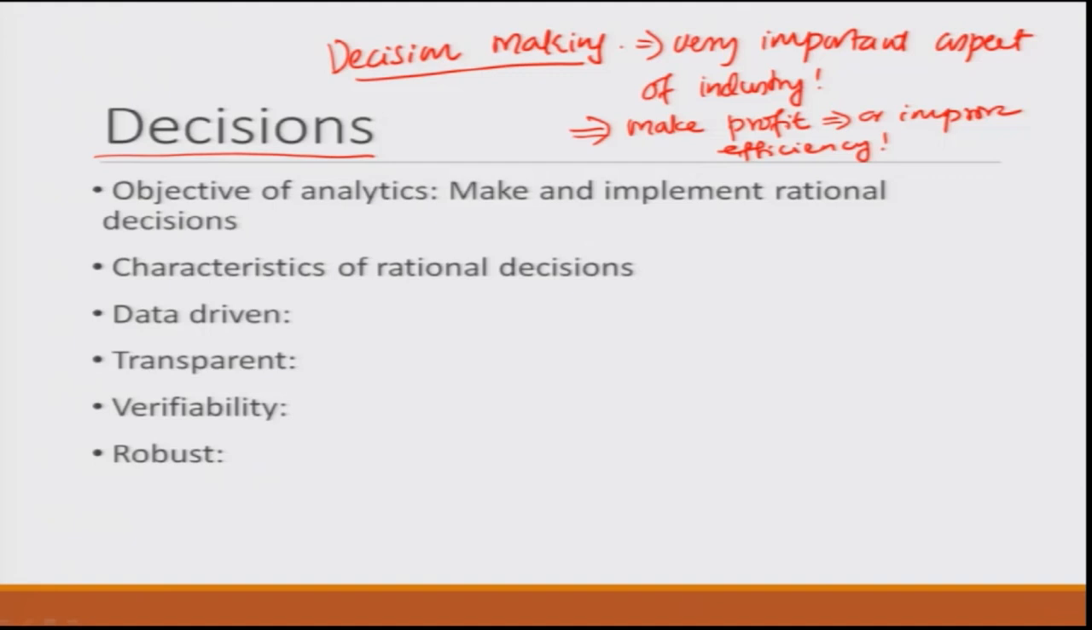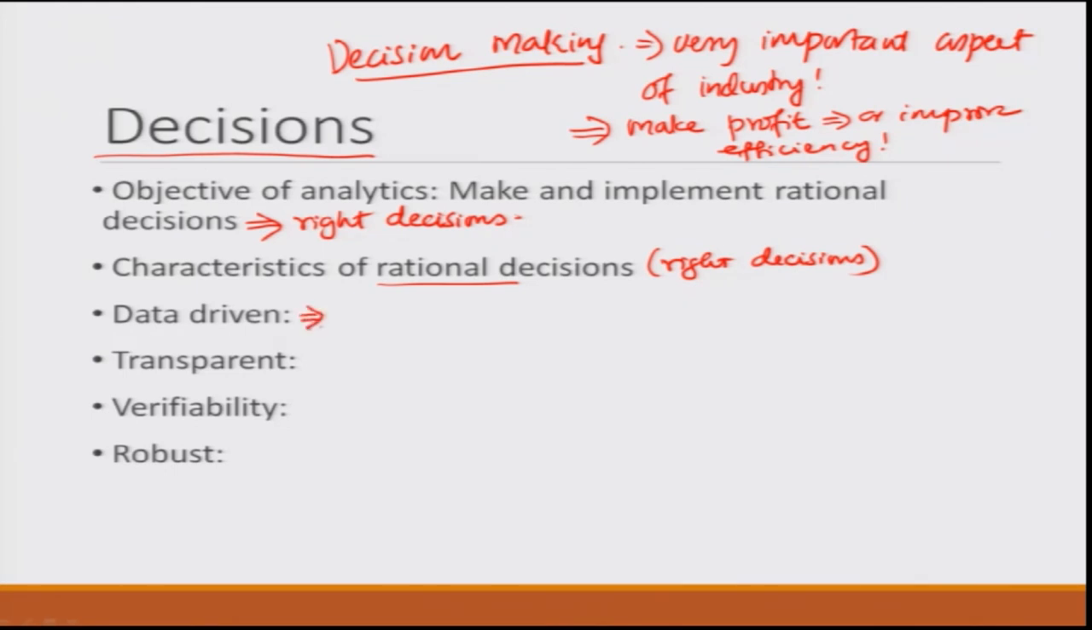So one of the aims is that you should be able to make the right decisions, or what some people call rational decisions. Make and implement rational decisions. And what are rational decisions, or what are these right decisions? We are using the terms right decisions and rational decisions interchangeably, but they differ in semantics, in the meaning of the words. But what we are going to talk about here is decisions for industry.